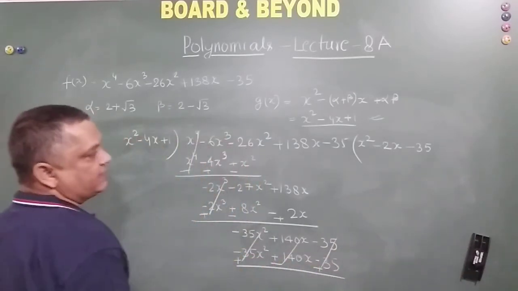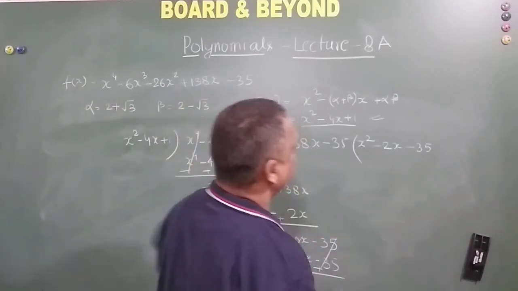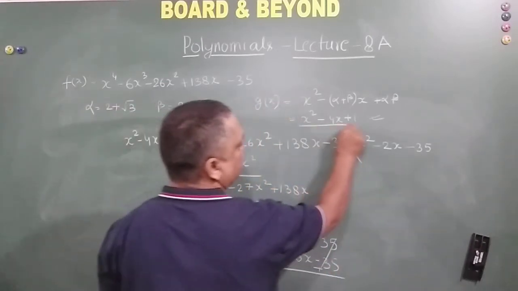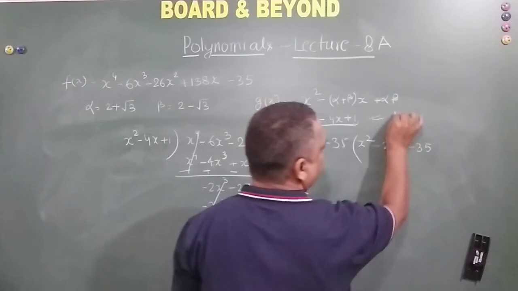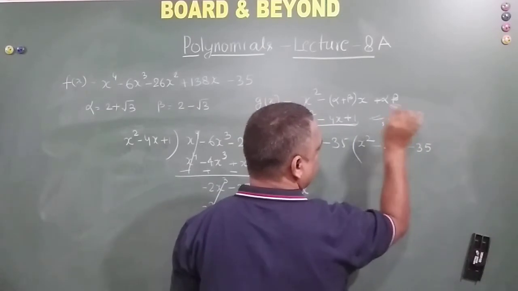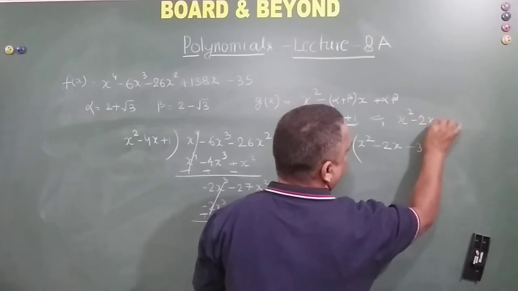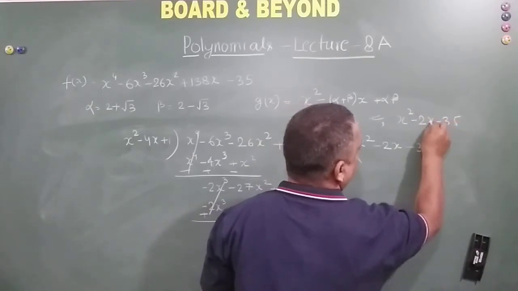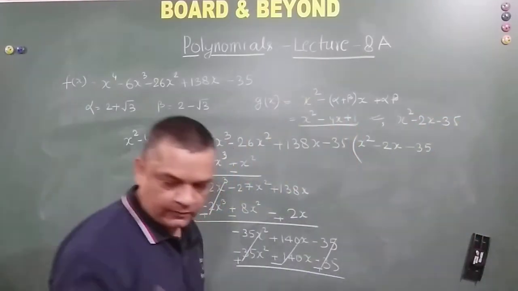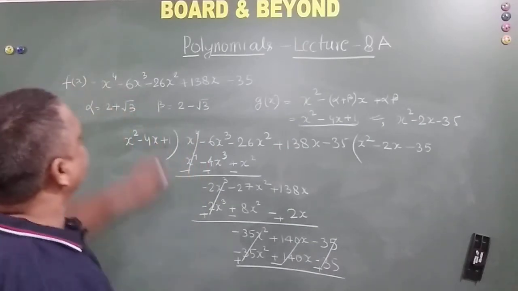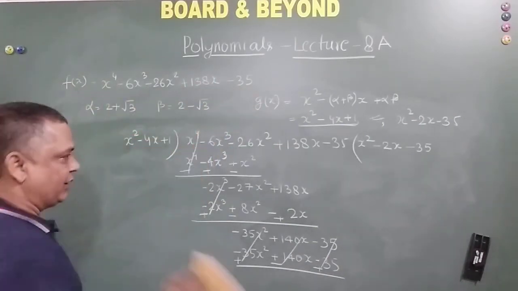So my friends, what are the two factors that I have got? One is this, and another factor I will write here: x square minus 2x minus 35. This is my another factor. So we have got two factors for this biquadratic polynomial.